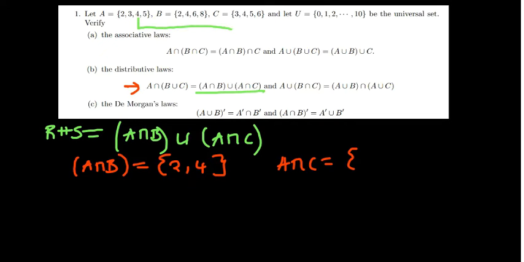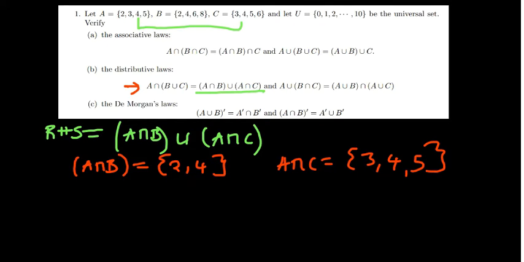A and C: 2, 3, 4, 5, 3, 4, 5, 6. So I can see 3 is common. I can see 4 is common. I can see 5 is also common.